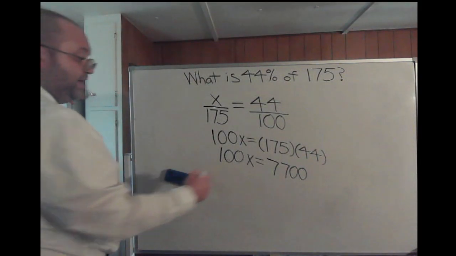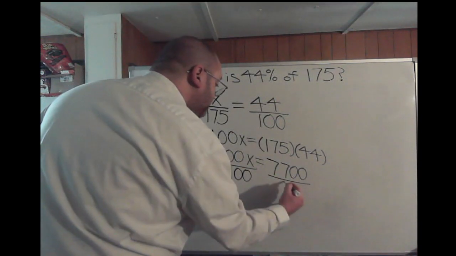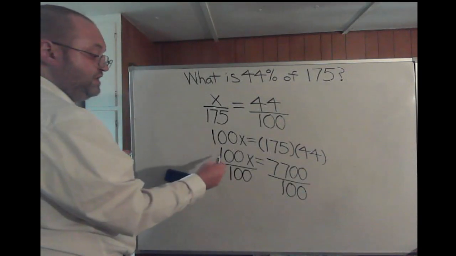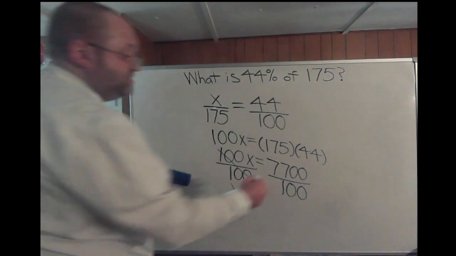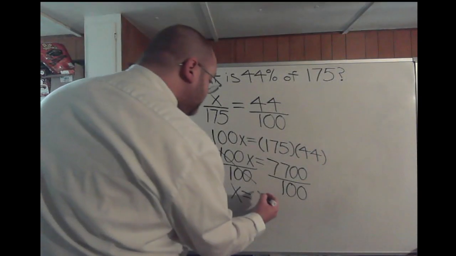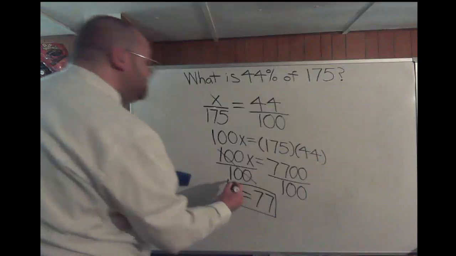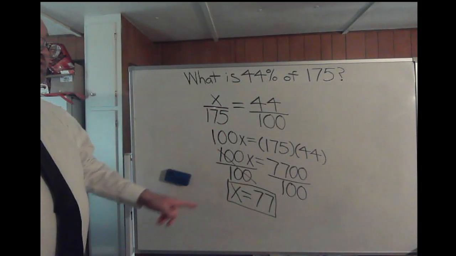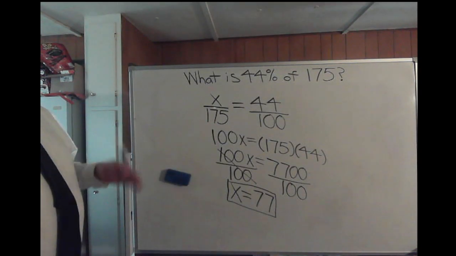So now we have to divide both sides by 100 to get x by itself. Okay, so on the left side, 100 divided by 100, that's 1. That leaves x by itself. Now we need to do 7,700 divided by 100. Well, that would just come to 77. So x is 77, so in this case, 77 is 44% of 175. That's the answer you get. 77 is 44% of 175.